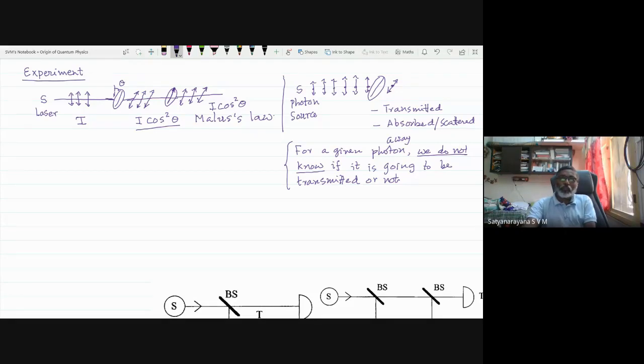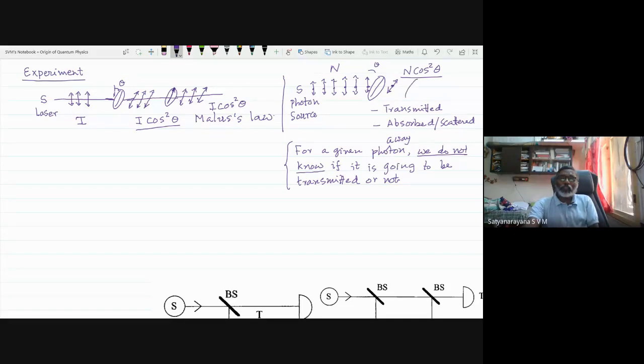Okay, so now what happens if you are sending some large number n of photons? The number of photons that are transmitted will be smaller than n, because some are not transmitted, right? So you can see that if this angle is theta, the number of particles that are transmitted is given by n cos square theta. So this n cos square theta is like the intensity in the Malus law. The total number of photons is like intensity. So the number will be reduced to n cos square theta.